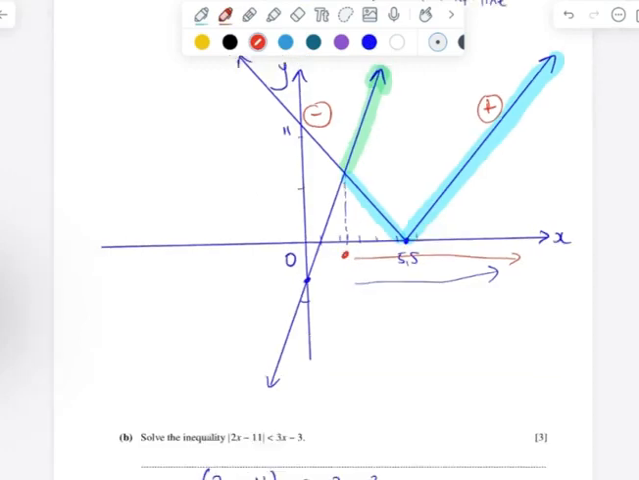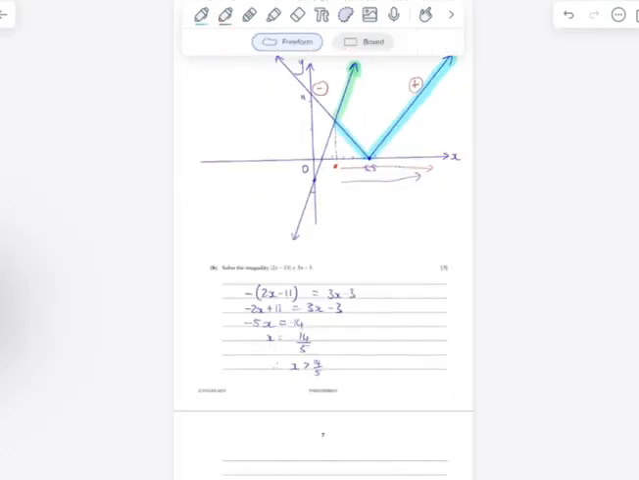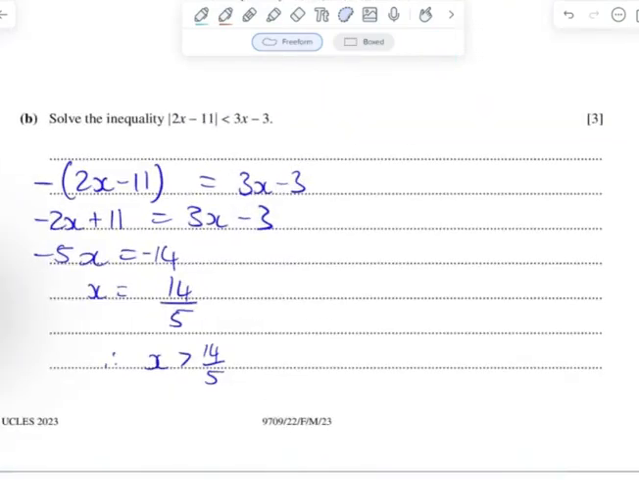Okay, now I don't know if I've been a little bit confusing. If you understand the graphs and you know what you're doing with the algebra, this is a nice way to do it. Okay, if you don't really know what you're doing with the graphs, let's just see. The default would be to square both sides.